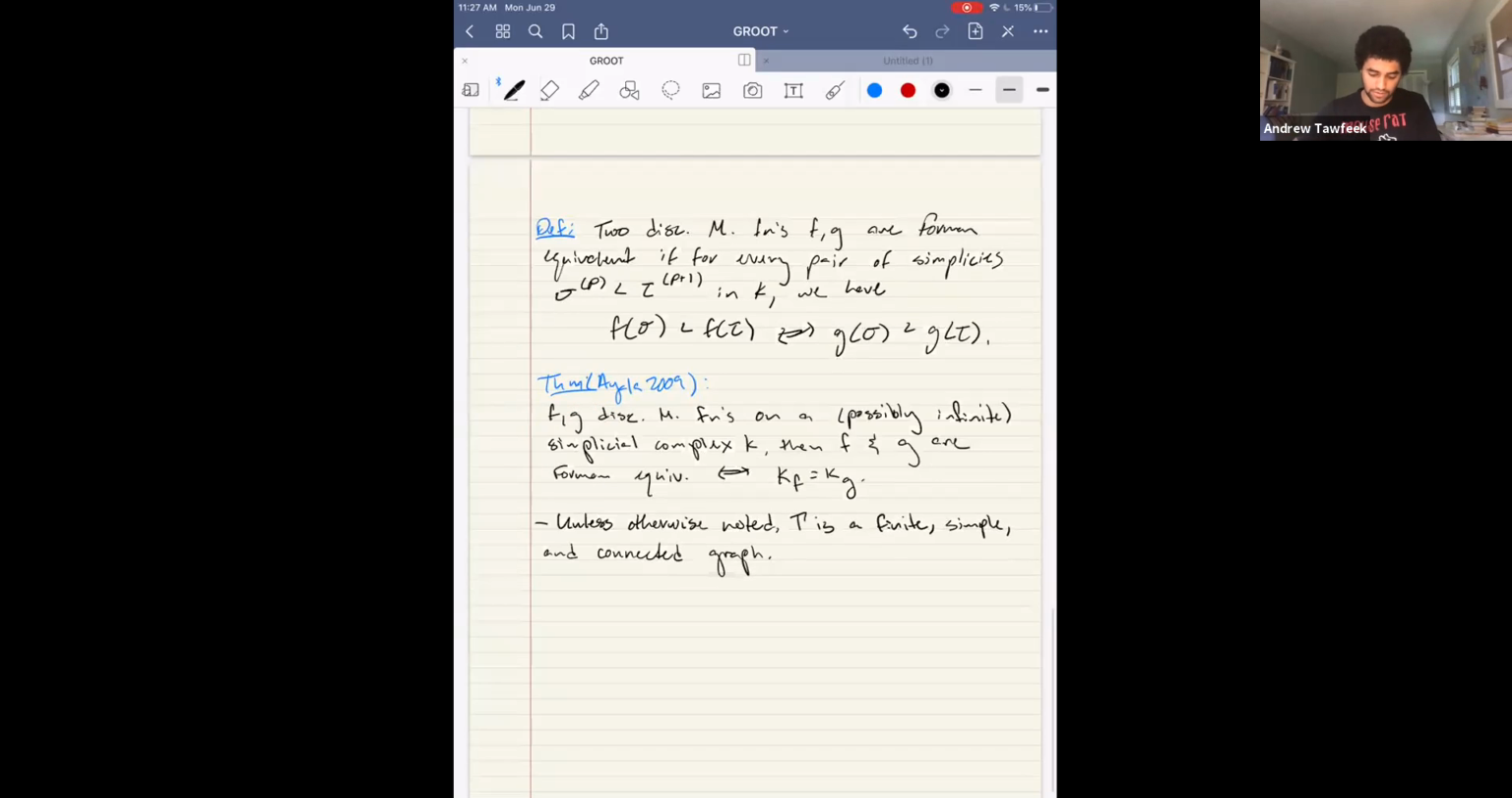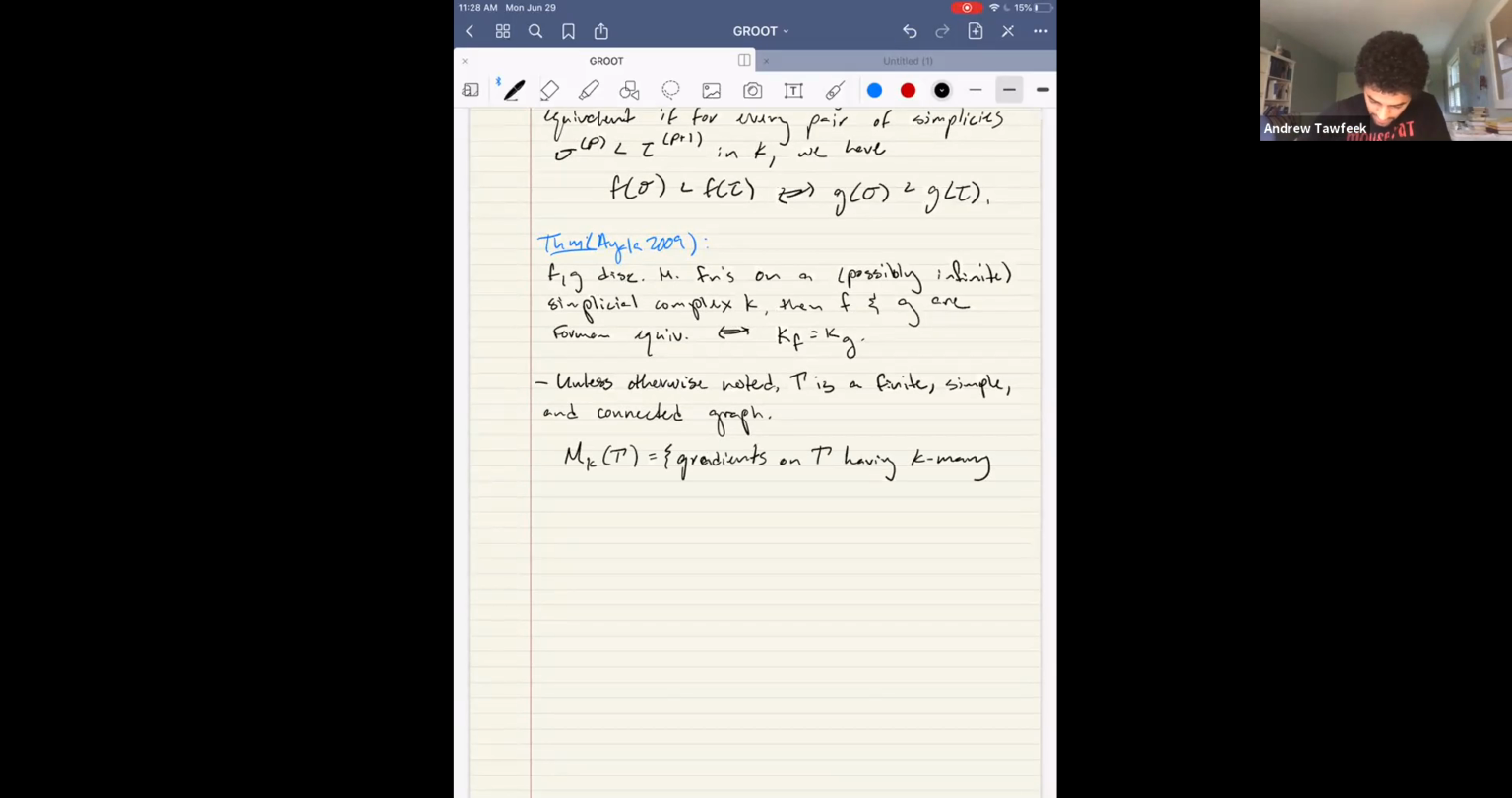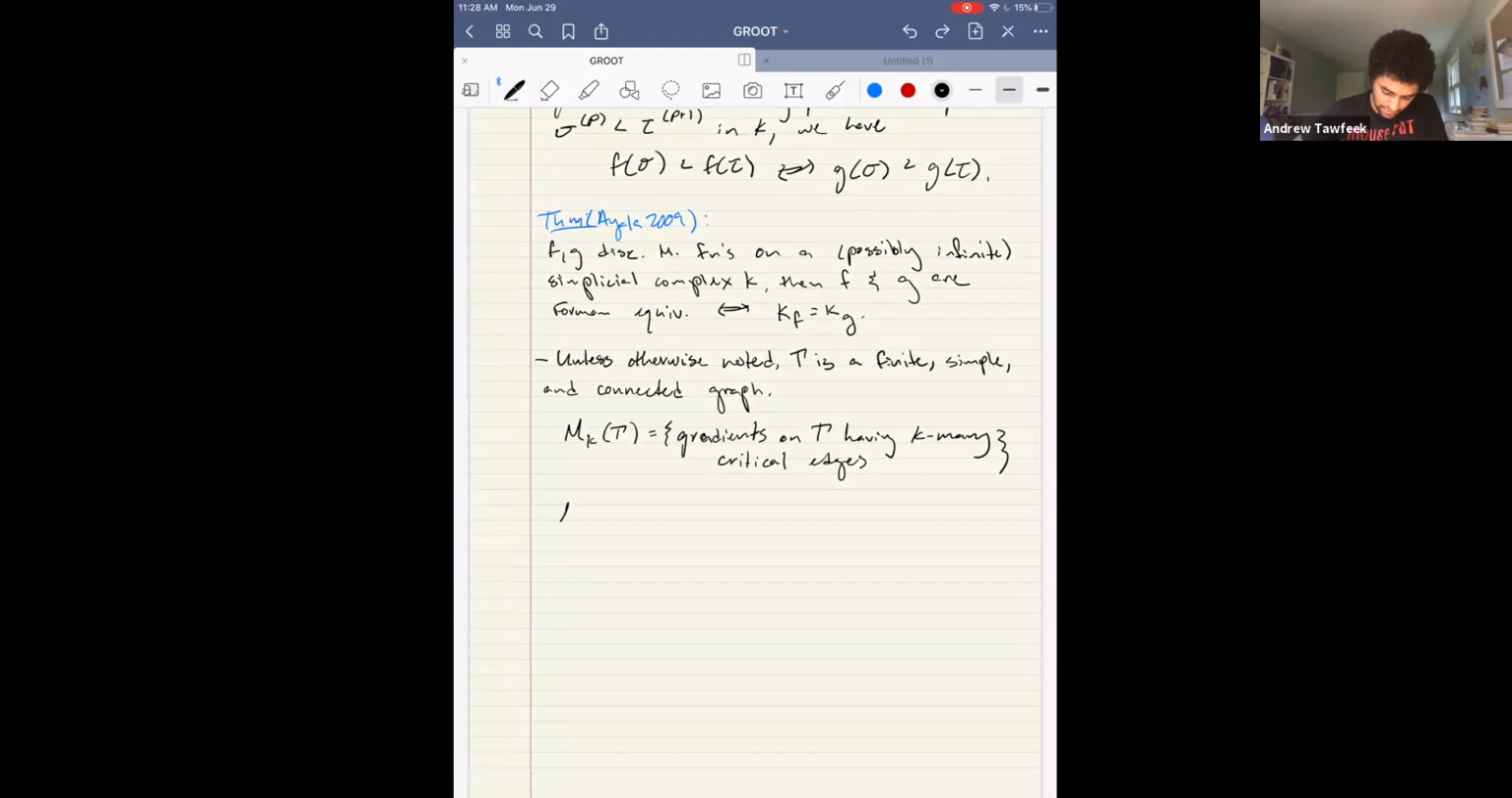All right. So let's also give a name to exactly what we're counting. I'll give you something that at first is going to seem a bit weird that I'm defining this one, but this is a fancy M. This is going to be the set of gradients on gamma having k many critical edges. It's a bit weird that for some reason I'm focusing on the number of critical edges, but it'll make a lot of sense soon.